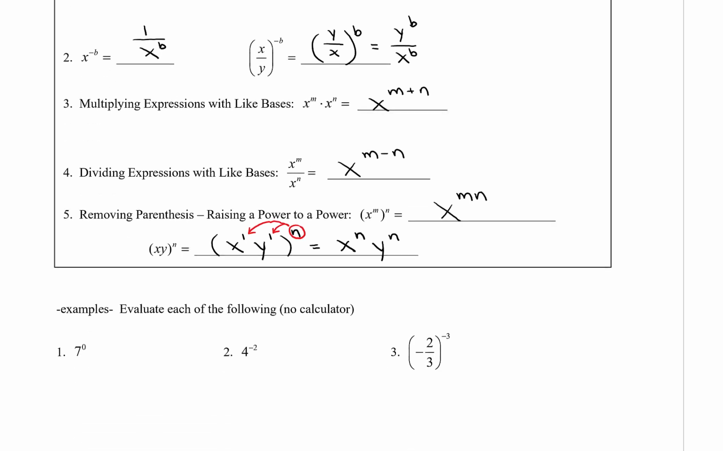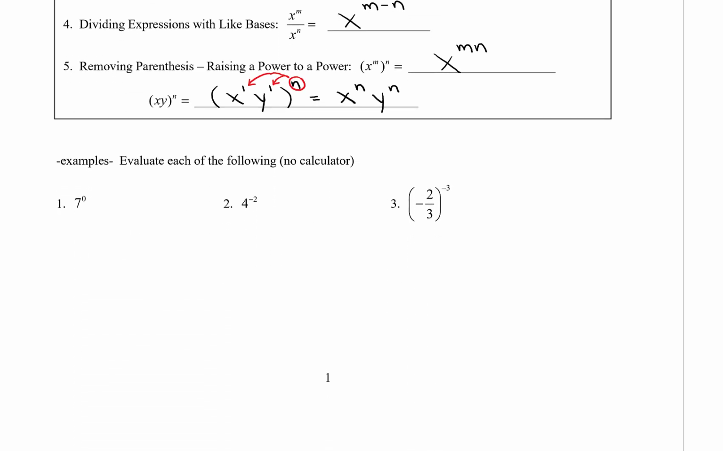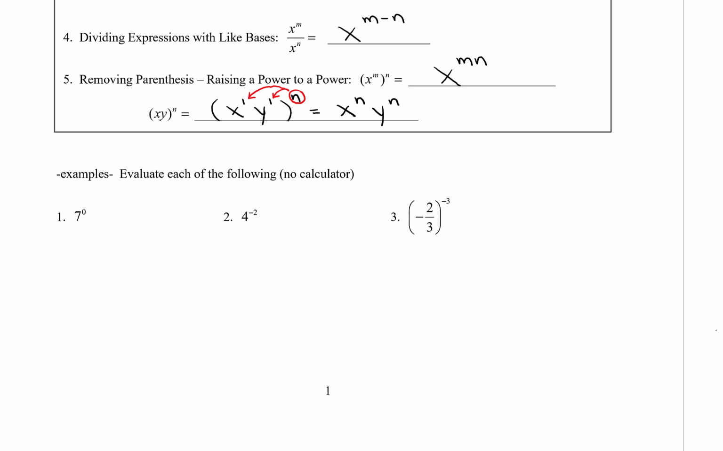Examples. Evaluate each of the following. No calculator. Number 1, we have 7 raised to the 0 power. So anything raised to the 0 power is going to give us 1, except 0 to the 0 power. So here we're fine because 7 is not equal to 0. So 7 raised to the 0 power is equal to 1. And I'm going to box in that 1.